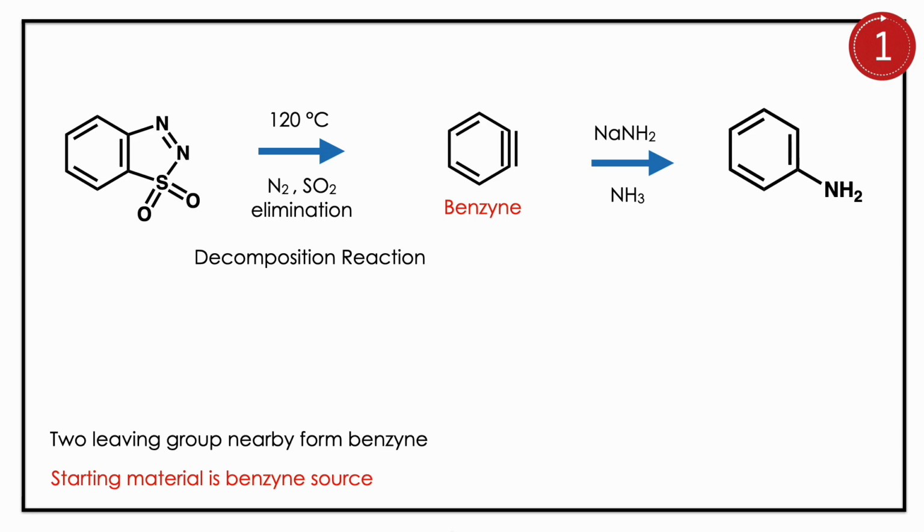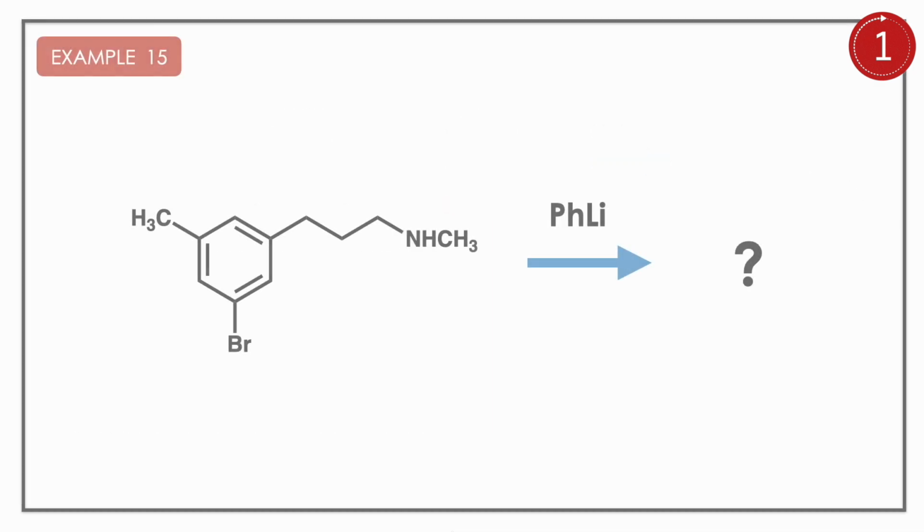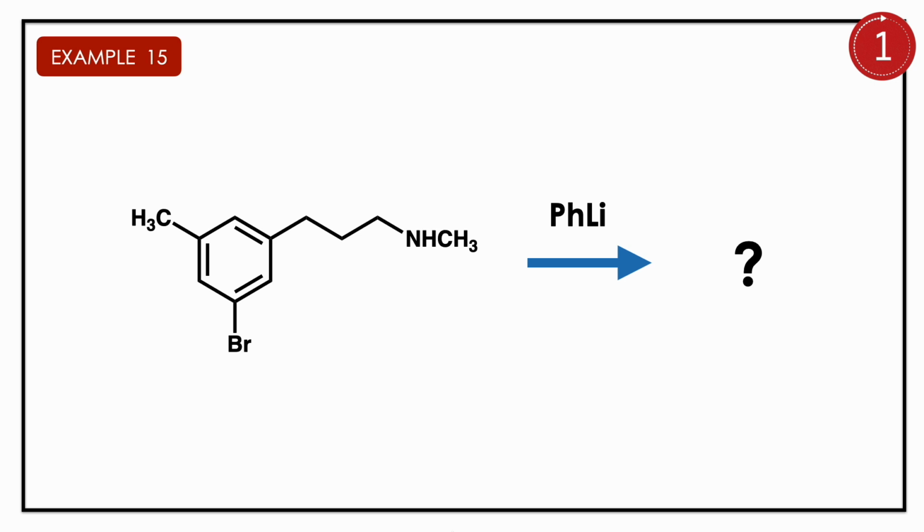The concept you have to learn here is whenever two leaving groups are present in the adjacent carbon, that is nearby carbons, you should exploit Benzyne mechanism. Then the next example, you have toluene, meta position bromine, another meta position long chain secondary amine reacting with phenyl lithium. You should find what will be the final product.